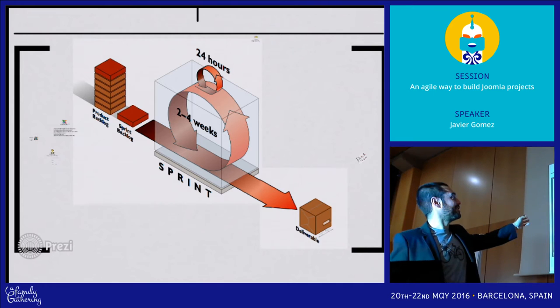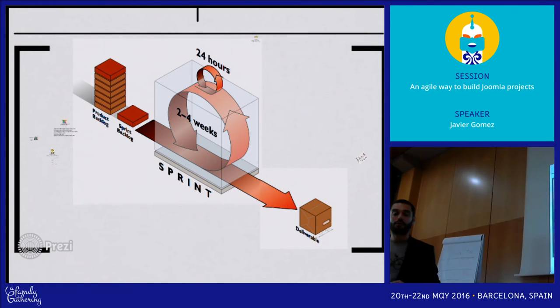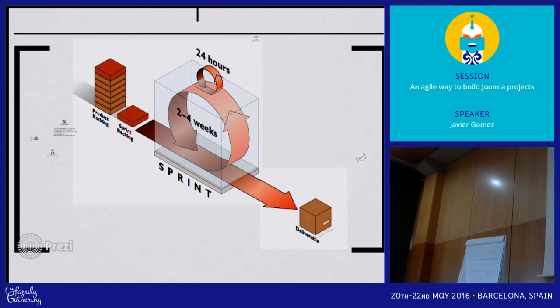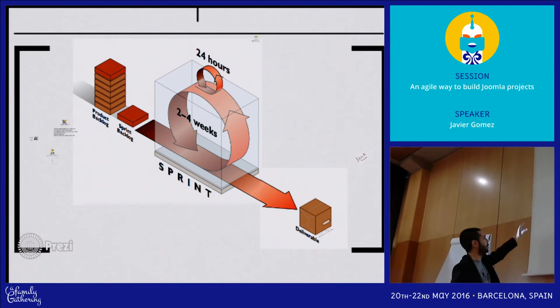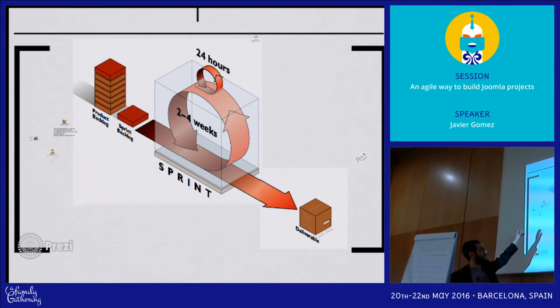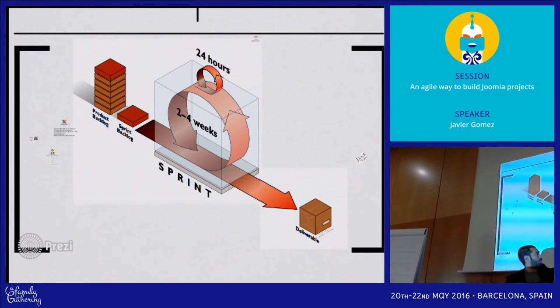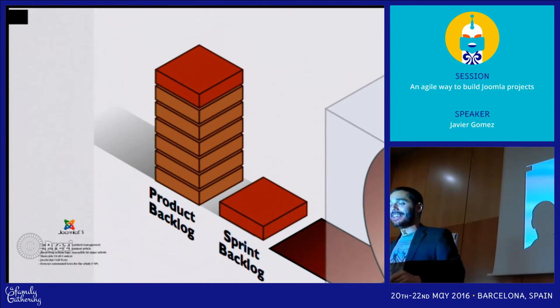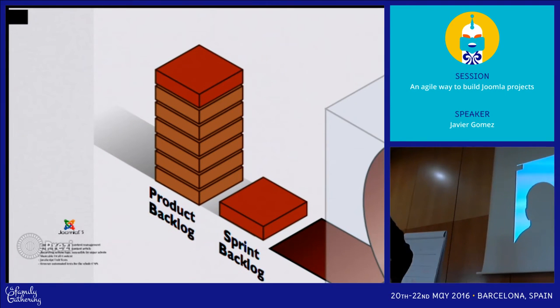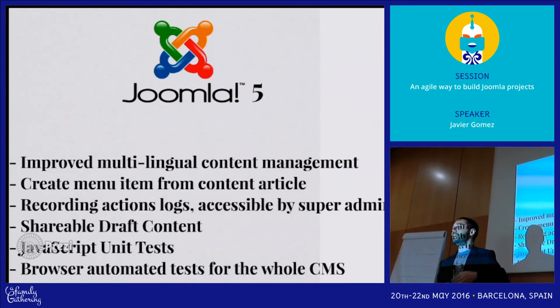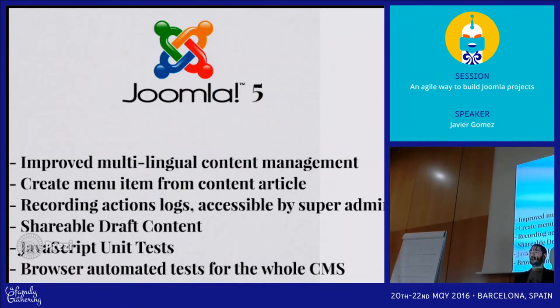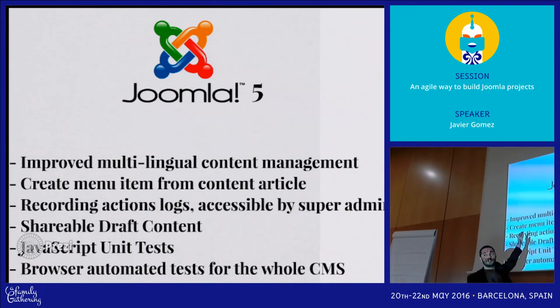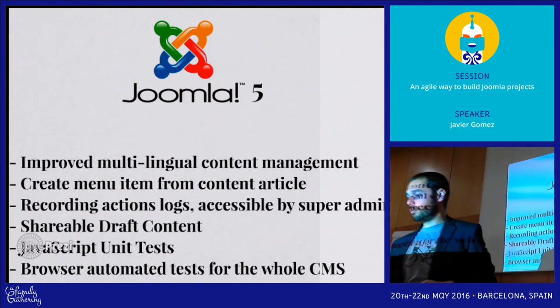Okay, let's understand how the Scrum workflow works. In Scrum, we have the product backlog, the sprint backlog. This is the sprint, and at the end we have a deliverable. Okay. What is the product backlog? The product backlog is mainly a list of the things that we need to do until we finish the project. So if you remember, we have these 5 things that we want to do to finish Joomla 5.